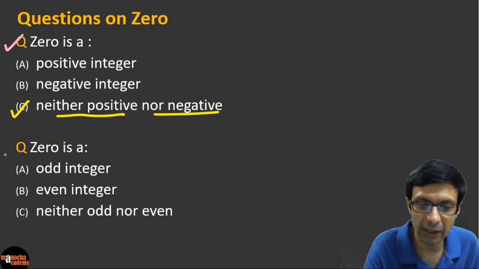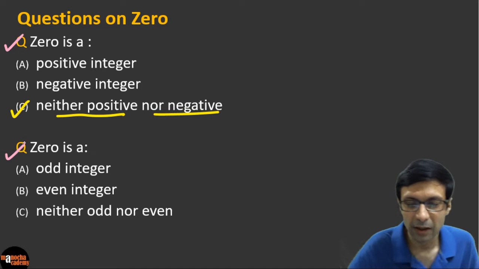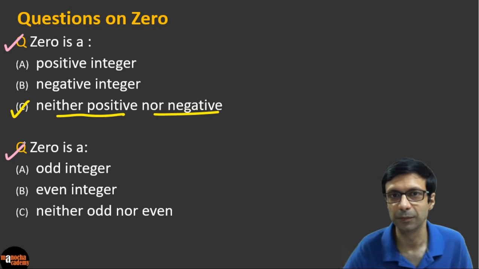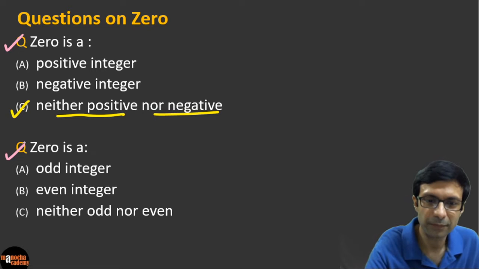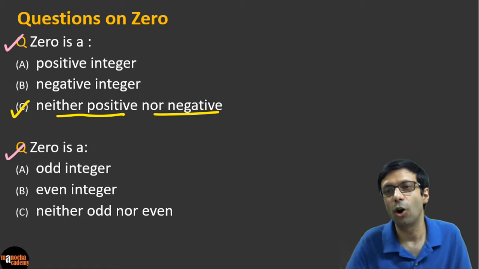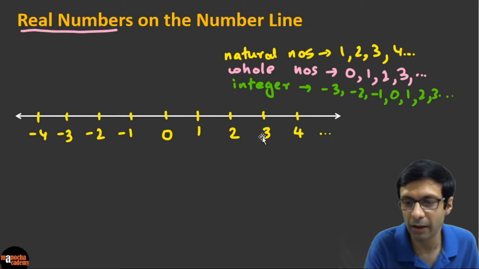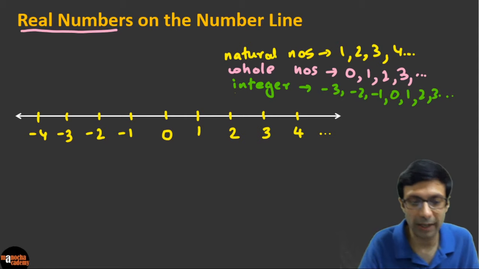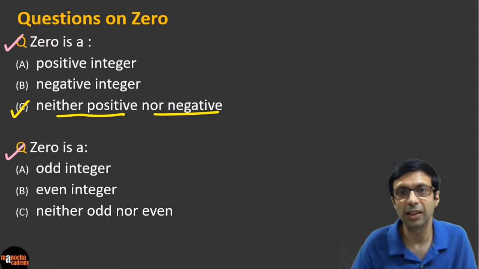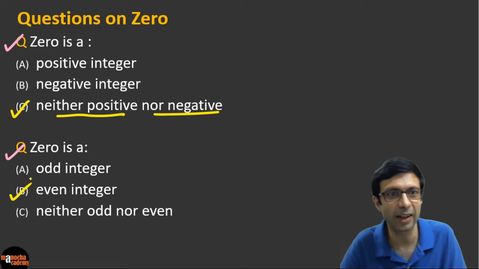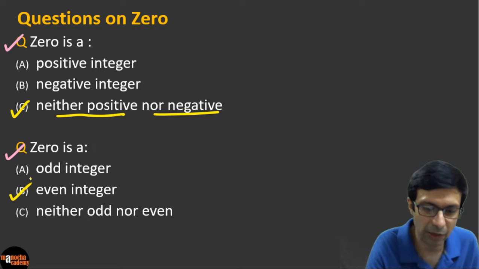Excellent. Now let's take a look at the second question. Is 0 an odd integer, an even integer, or neither odd nor even? So guys, what do you think is the answer here? I see a lot of C's over here. Somebody saying B. Okay. If you look at this number line, the odd integers are 1, 3, 5 and so on, right? And the even integers, all of you know, are 2, 4 and 6. But is 0 an even integer or not? The answer is 0 is normally considered an even integer. So B is the correct answer. That's very good. 0 is considered an even integer, but it's neither positive nor negative.